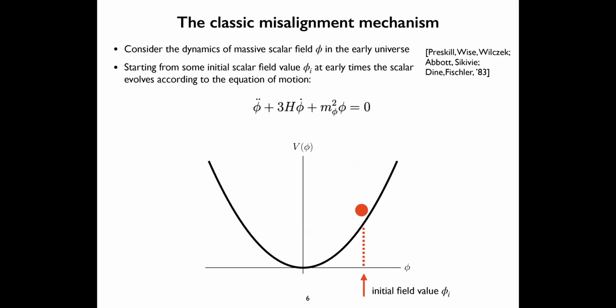Okay, so I think it's good to start just by maybe reviewing the classic misalignment mechanism as a point of comparison, and that we'll see what we're doing is a little bit different. So let's just consider the dynamics of a massive scalar field in the early universe, phi. Starting from some initial field value, the scalar field will evolve according to this equation of motion. H here is the Hubble parameter, m phi is the mass. And we let this system go.